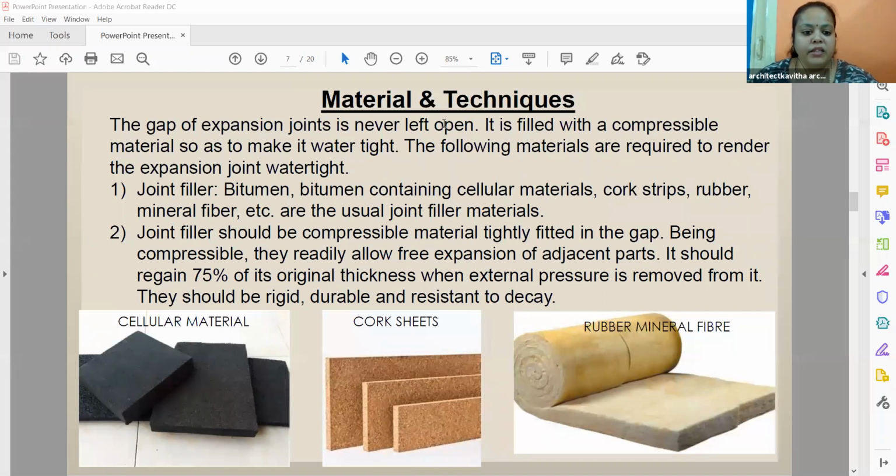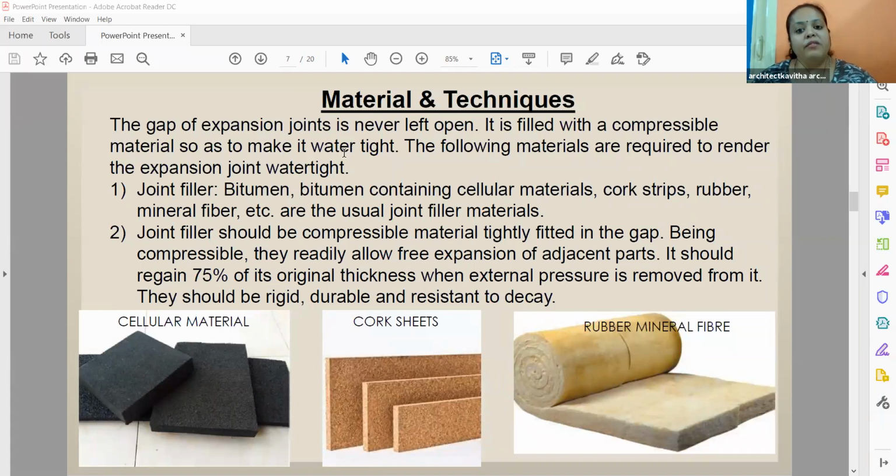So these are the materials. The gap of an expansion joint is never left open. Though we give a gap in buildings, it is never left as a gap. It is filled with a compressible material so as to make it watertight. Because with the gap, if you pour water, that gap will be very small, 20 to 30 mm. So ants can go, dust can go, water can get logged. If it is raining, all the water will be logged there. So to avoid that, you have to fill the gap.